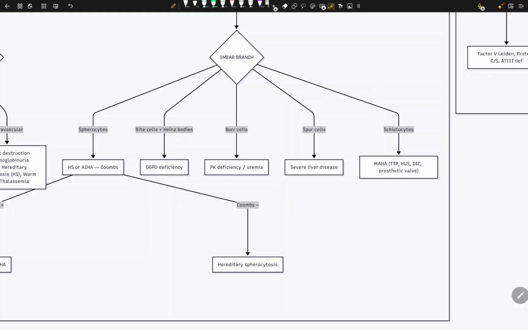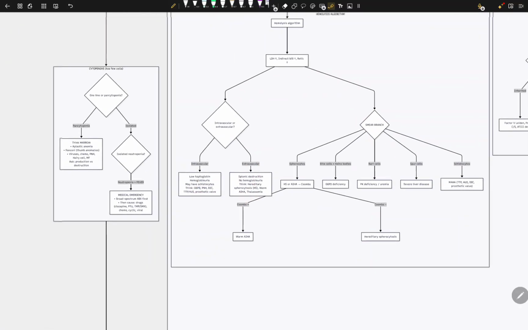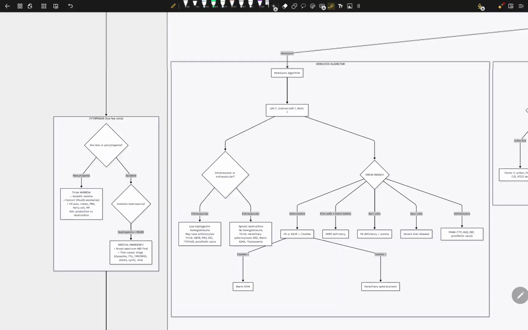I mean, we have kidney failure in heat stroke. Just remember that. And we have hepatitis C that can also give us spur cell. That's important because of liver failure. Schistocytes, mechanical shearing of the RBCs. So we have smear branches done, intravascular, extravascular done, one-side pancytopenia done, right?